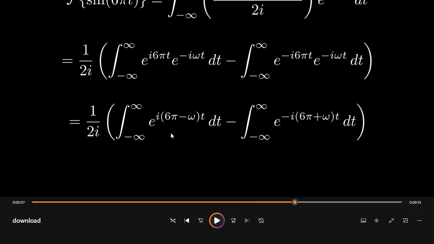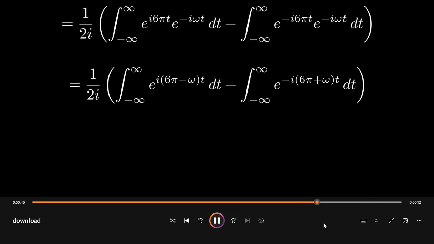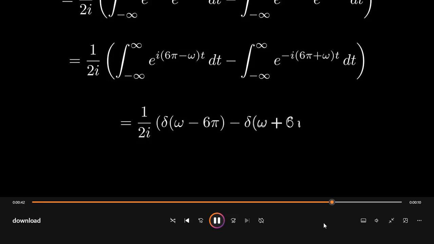So you can see how we change this according to the rules of exponential multiplication. Here we did the same, and we continue to calculate it. Now what we are going to see is the use of the Dirac function.